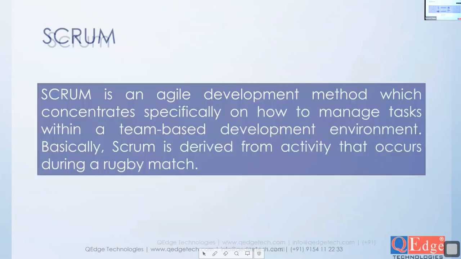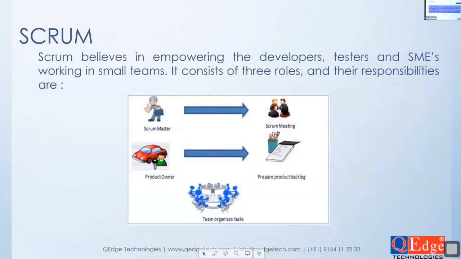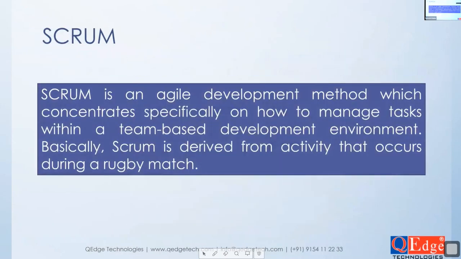Let me introduce you. Scrum is one of the agile model processes actually. Scrum meaning a teamwork. Scrum is one of the agile model processes, an agile methodology development approach, where all team members work together to implement the product. Like a rugby game. Scrum actually derived from the game rugby. Whatever the terms used in the rugby game, same terminologies are used here.